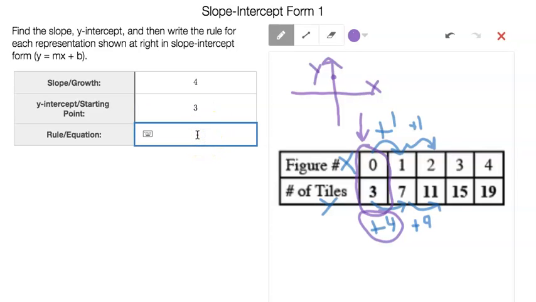And once I know these, I have to make sure I write my rule. I've got to put the y equals. Sometimes you guys forget, but it's an equation, so it's got to have an equal sign. So what's next? It's y equals mx plus b. M is going to be your slope, so it's going to be 4x and then plus 3. So that is my rule.